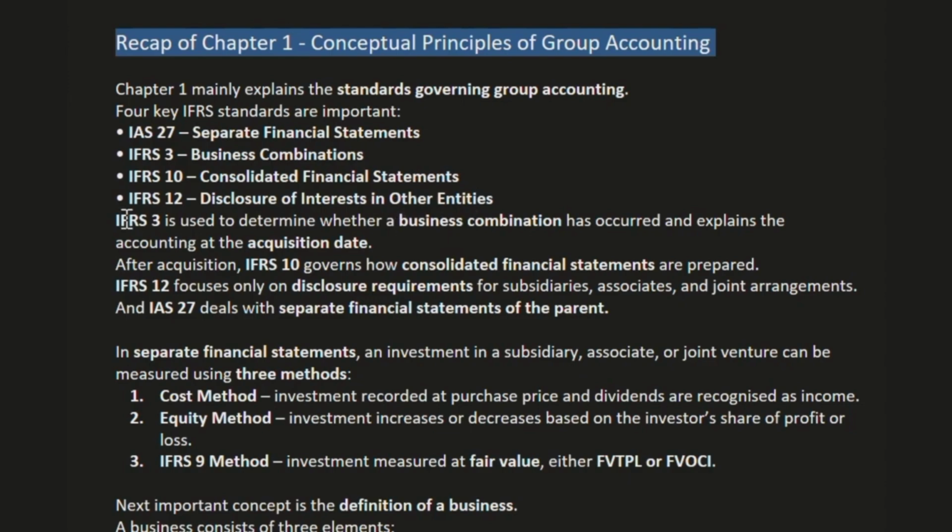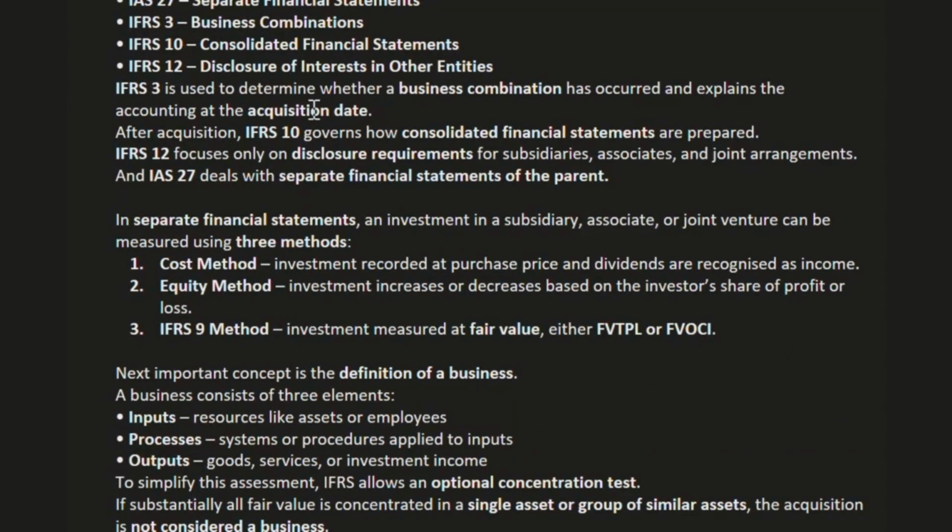other entities. IFRS 3 is used to determine whether a business combination has occurred and explains the accounting at the acquisition date. After acquisition, IFRS 10 governs how consolidated financial statements are prepared. IFRS 12 focuses only on disclosure requirements for subsidiaries, associates, and joint arrangements. And IAS 27 deals with separate financial statements of the parent.